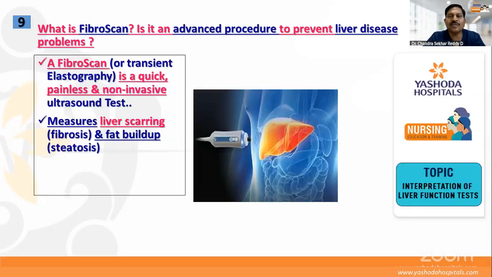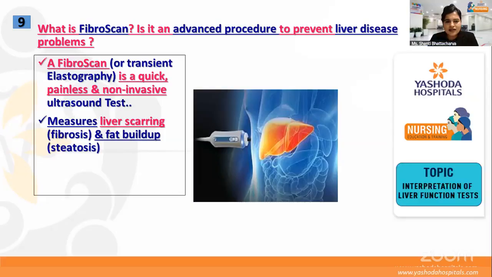In the F2, F3 stages, we have to give medicines. Some medicines like resmetirom, semaglutide, these are all FDA approved medicines. So we have to treat with these medicines. And F4 means cirrhosis, so accordingly we have to treat these patients. So fibroscan plays a very important role in the management of fatty liver disease. And accordingly, based on the fibroscan results, we treat the patients.